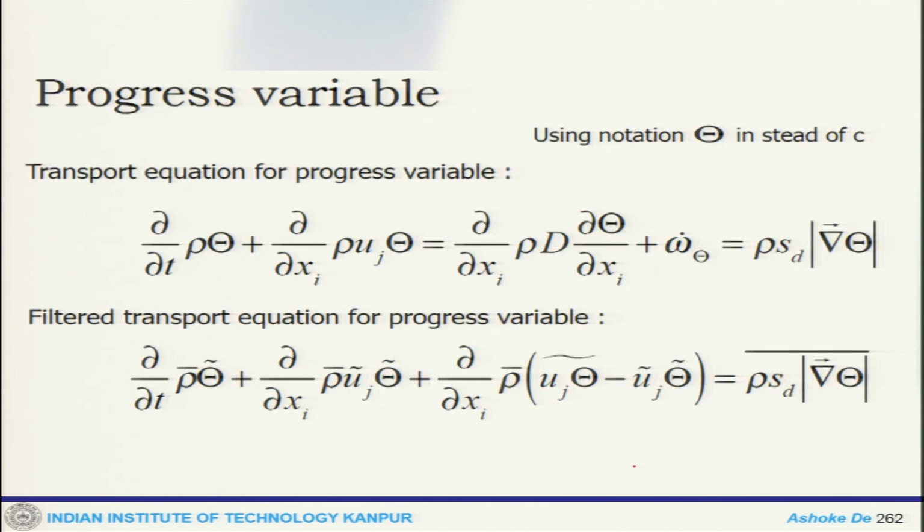Now, moving to the progress variable kind of approach, where we can use a different notation, like this instead of C.